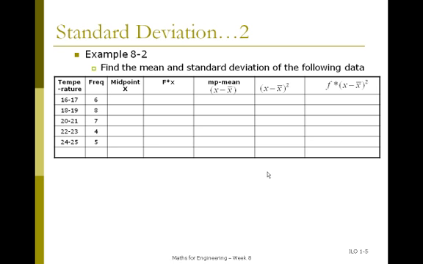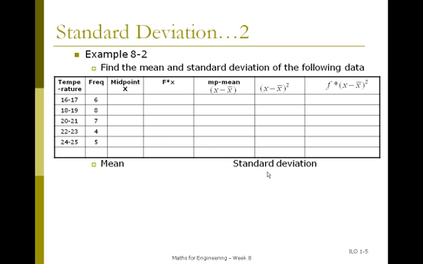So we have temperature ranges between 16 and 17, 18 and 19, 20 and 21, 22 and 23, and 24 and 25. And the frequencies for those are 6, 8, 7, 4, and 5. Within this question, I want you to calculate the mean and the standard deviation.